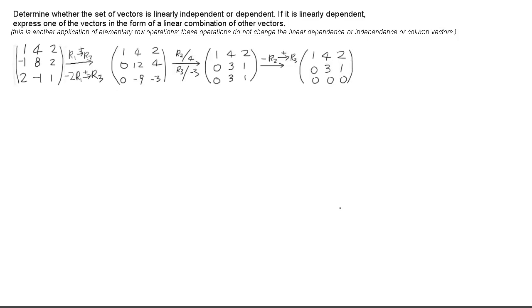Now we can easily see that we have a leading one over here. Well, we don't have a leading one over here. We have a leading 3, but that's easy to do. Divided by 3, it's going to be the same thing. We don't have to do it, but if we want to, we can. Now, this last column over here does not have a leading one. So if we just have one column without a leading one, then these vectors over here are linearly dependent.